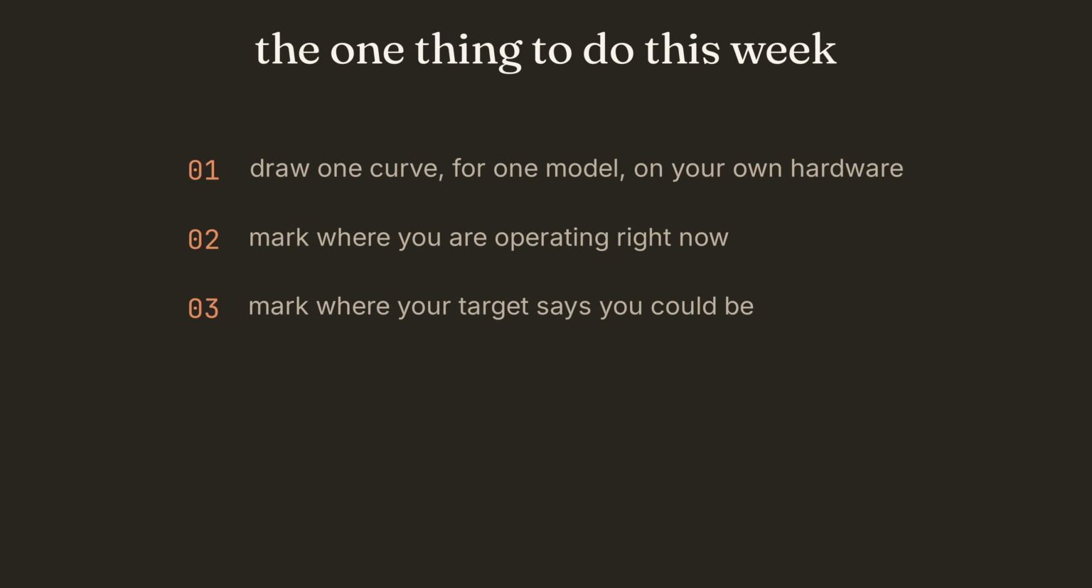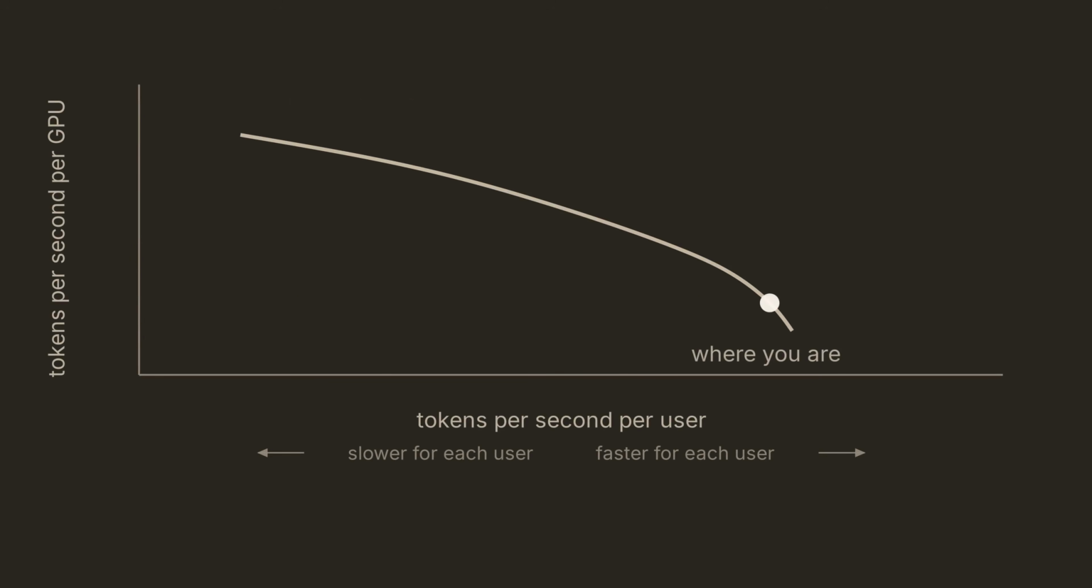So here's the one thing to go and do this week. Draw one curve for one model on your own hardware, then mark where you're operating right now, and mark where your target says you could be. For most people, those two marks will turn out to be in different places, and closing that gap is your next piece of work.